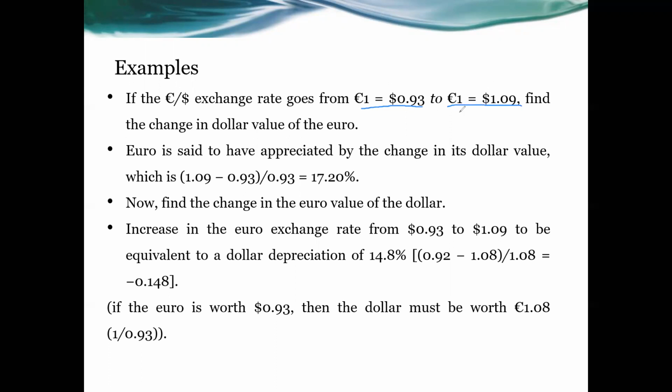This exchange rate needs to be written like this. Per euro, how many dollars. This is the way you write the expression, the quotation. Per euro, earlier it was $0.93 and now it is $1.09. Now it asks you whether the euro is appreciating or depreciating.